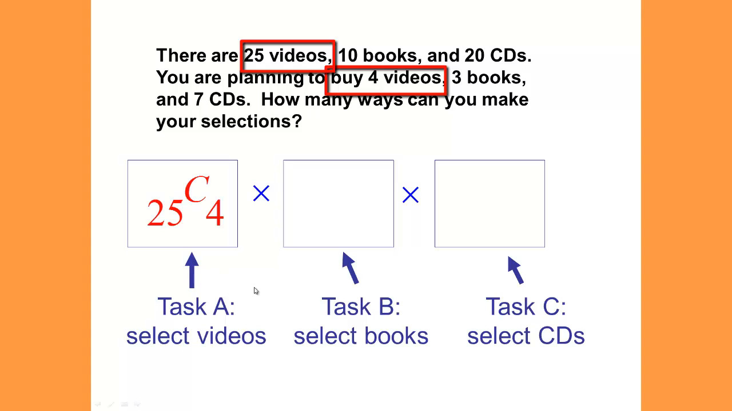We have 25C4. Remember, 25 is the total number that we're choosing from, and the total number we're choosing from always comes first. The number we're selecting from that is the second number. So that's 25 choosing 4 is another way of saying that.